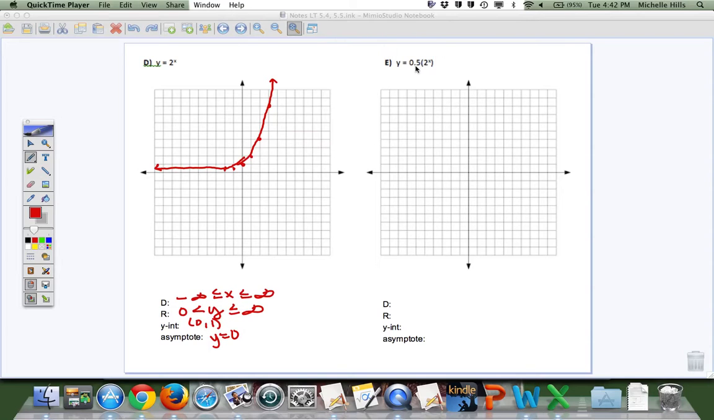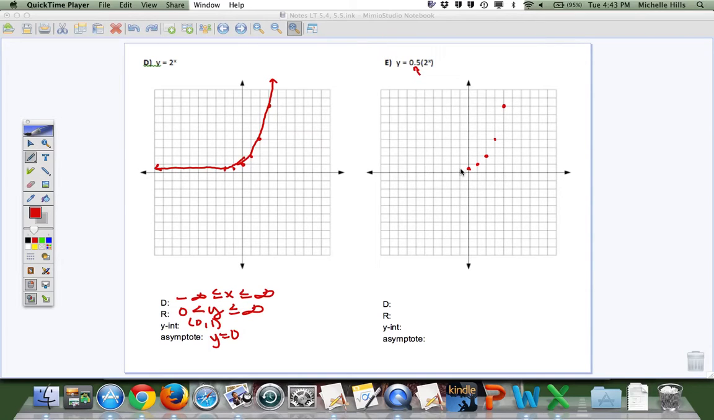Now these transformations, I can tell that this is a vertical shrink. I'm going to think of where y equals 2 to the x those points would be, and then I'm going to shrink it vertically. So normally, 2 to the 0 power is 1, but it's only going to be up at 1/2. 2 to the first power is 2. It's going to be half of that, which is 1. 2 squared is 4. Half of that is 2. 2 cubed is 8. Half of that is 4. 2 to the fourth power is 16. Half of that is 8.